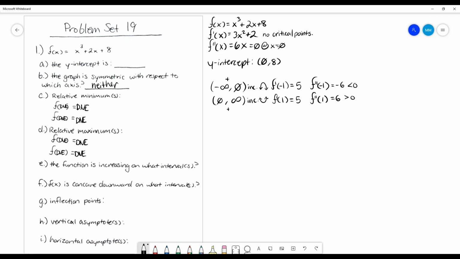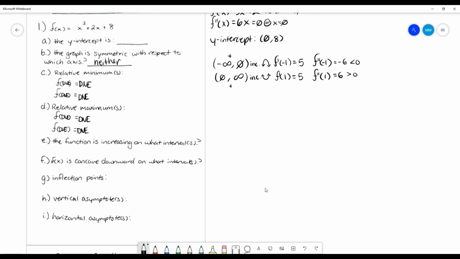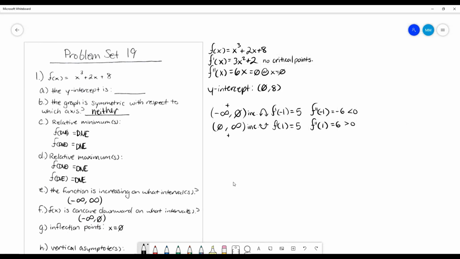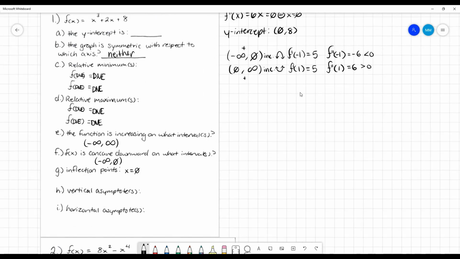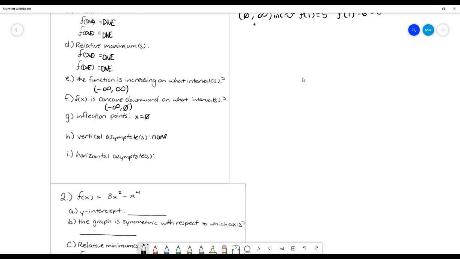Okay. And next up it asks on what intervals is the function increasing? Well, we figured that out. It's going to be increasing the entire way, right? It's going to be increasing from negative infinity all the way to positive infinity. And it is concave downward from negative infinity up to 0 with an inflection point at x equals 0. Now we want to see if there are any vertical asymptotes. So a vertical asymptote is whenever our denominator is 0 or undefined, with the exception of any holes, of course. Obviously, we don't have a denominator here, so we can pretty blatantly say there are no vertical asymptotes.